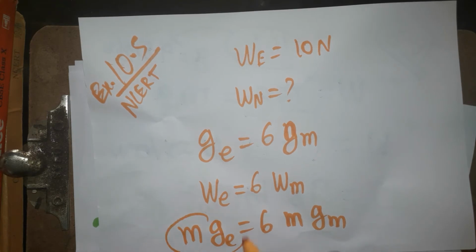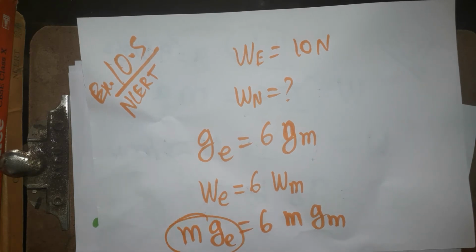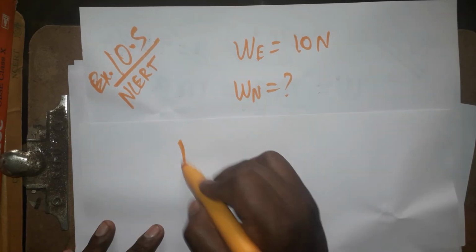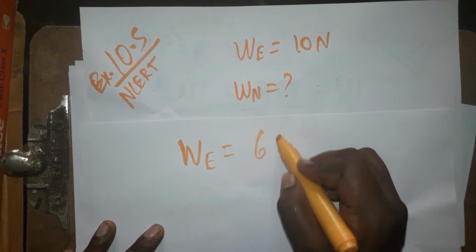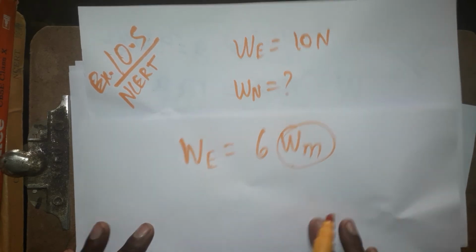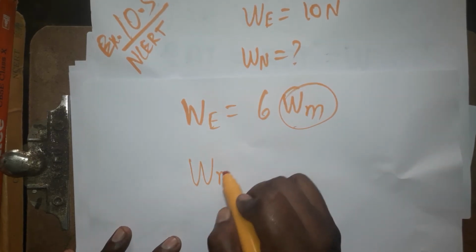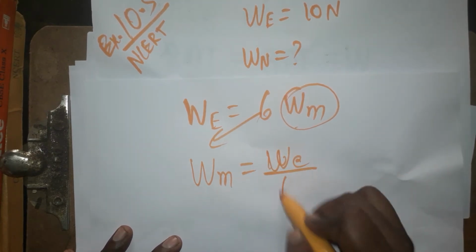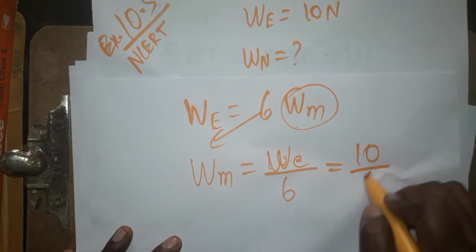Okay, so now I got weight on the earth surface. This value I got. So weight on the earth surface is equal to 6 times the weight on the moon surface. Whatever is present, weight on the earth surface is 6 times the weight on the moon surface. If you want the moon surface, divide by 6: weight on the earth surface divided by 6. I know this value, it's 10 divided by 6.